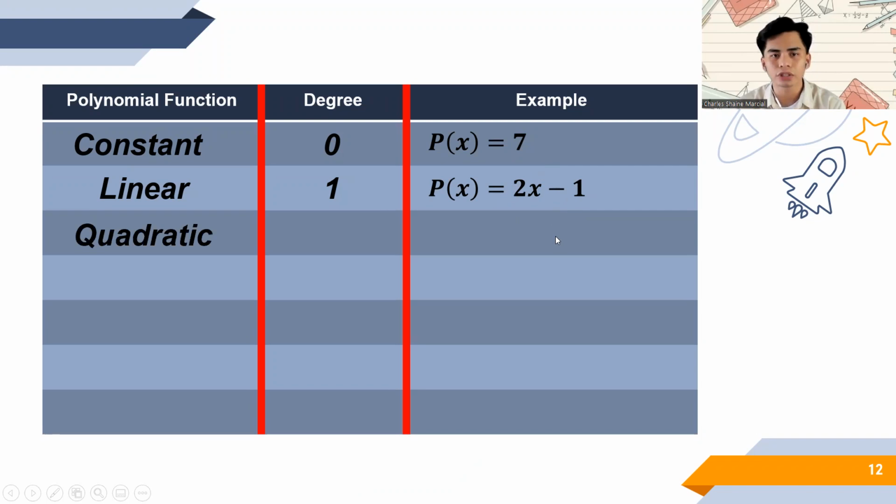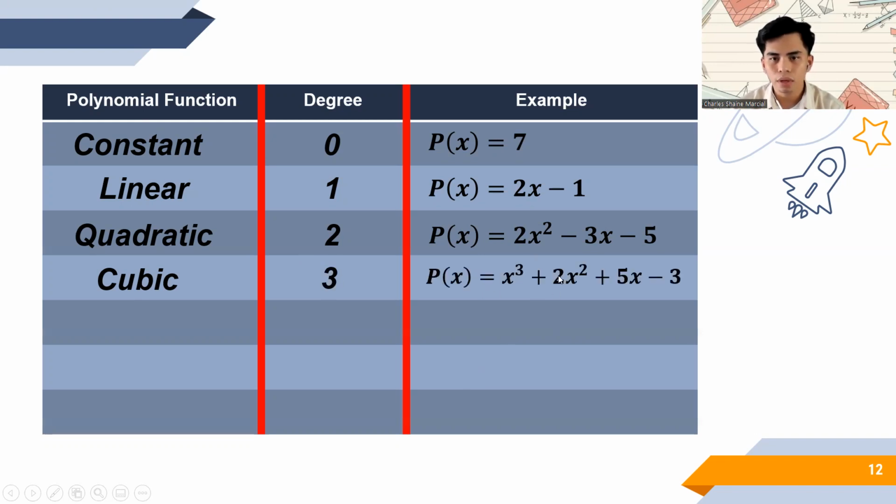Next, we have quadratic function. Pag sinabi naman natin quadratic, they have 2 degree. Opo, or yung degree niya is 2. Opo. So we have an example here, p of x is equal to 2x squared minus 3x minus 5. Alright? Next, we have cubic. Pag sinabing cubic, from the word cube, 3. Opo. So, 3 yung degree niya. So, ibig sabihin, yung pinakamataas niyang exponent is 3. So, we have x cubed plus 2x squared plus 5x minus 2.